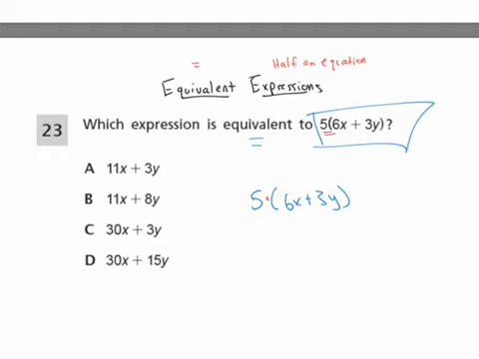So let's multiply it. We're going to do 5 times 6x. I can multiply the numbers together and then just pull the x down. So 5 times 6 is 30x. Don't forget about that guy. And then we can do the same thing with plus 5 times 3y, and that is plus 15y. Now I have this new expression, because I busted open the parentheses.